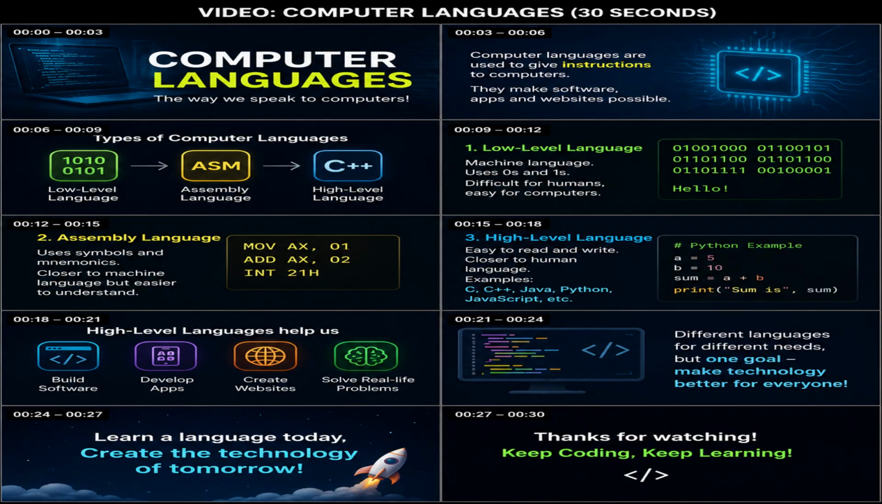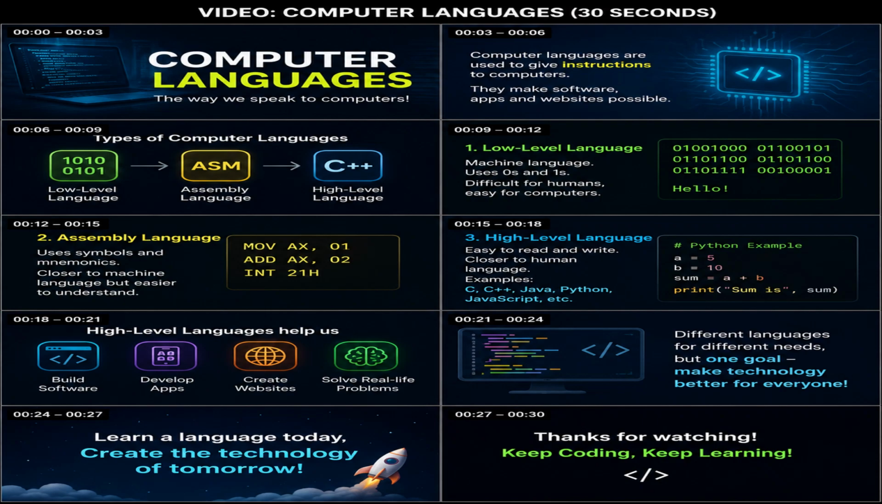The third is high-level programming languages. High-level languages use English-like statements. These statements are easy to read and write. High-level language is closer to human languages, like C, C++, Java, Python, JavaScript, etc. These are all English-like statements and examples of high-level languages.